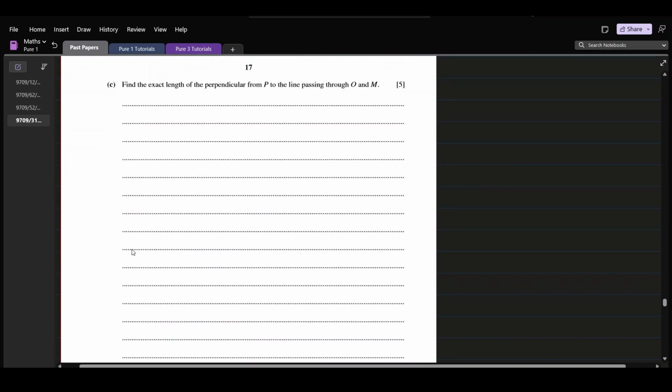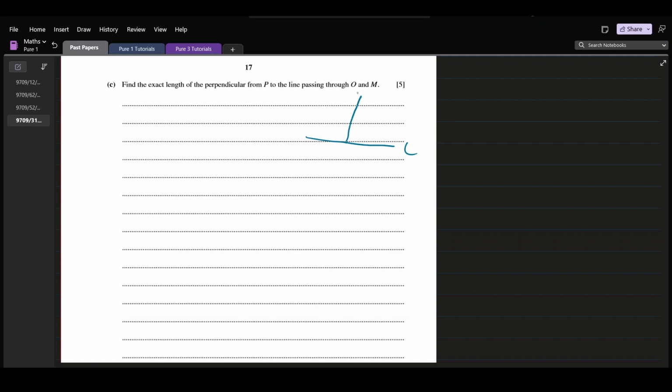Part C: find the exact length of the perpendicular from P to the line passing through O and M. Okay, so let's sketch a diagram of our problem. I'll call the line passing through O and M, L. And then we've got a perpendicular from P, so this point would be P, and it's perpendicular to the line L. We'll call this point of intersection point X.